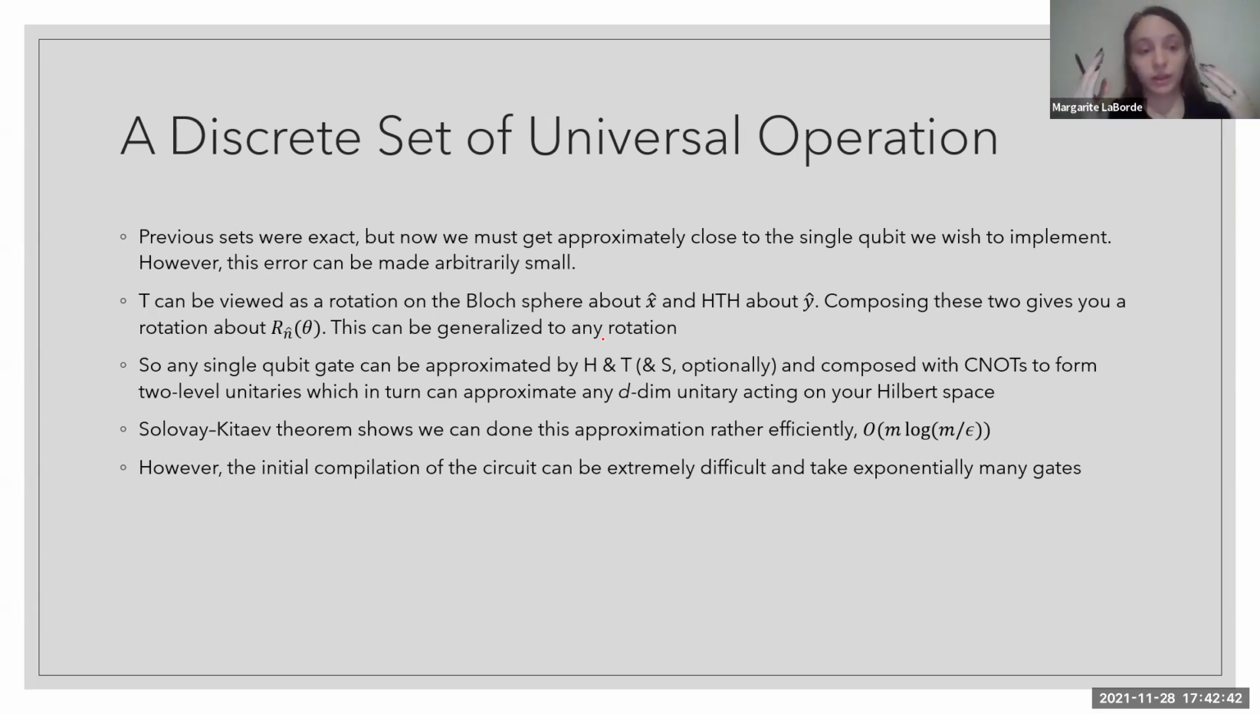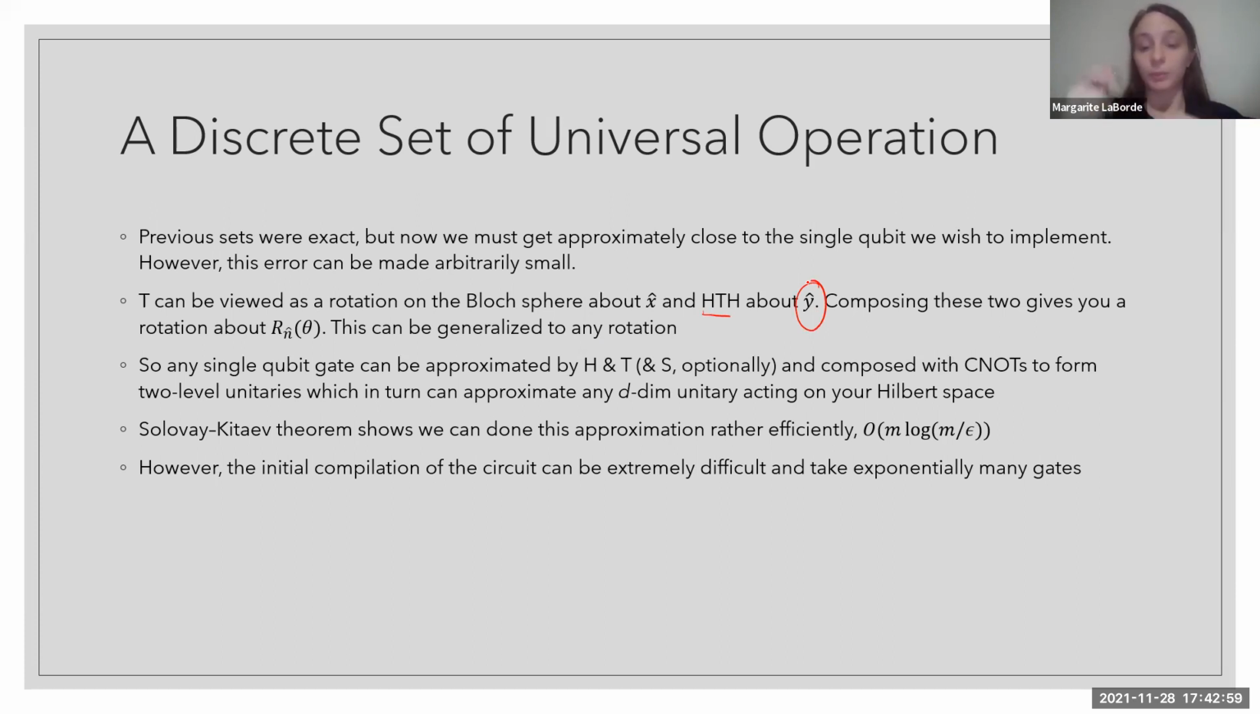So how do you do this? Your T gate can be viewed as a rotation about your x hat on the Bloch sphere. And then if you take Hadamard T Hadamard, that looks like a rotation about y.